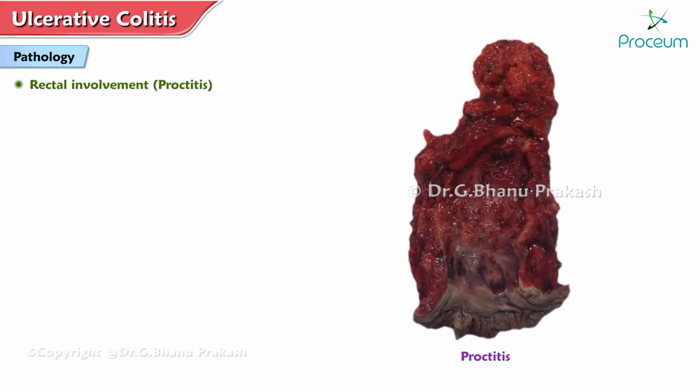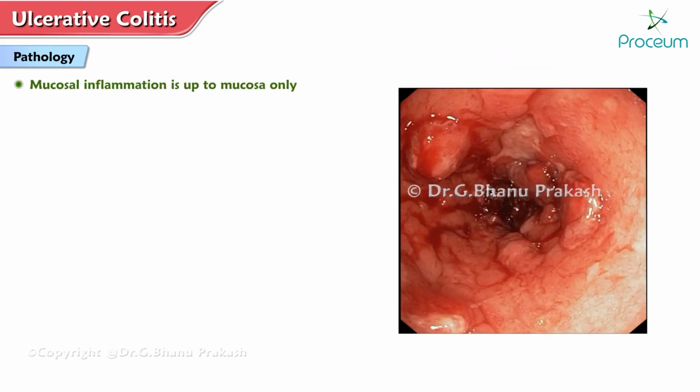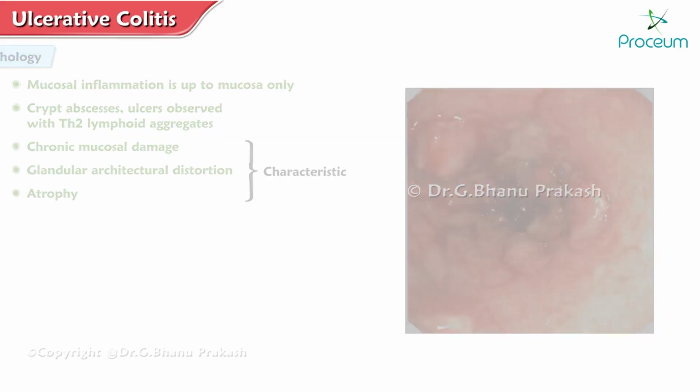Rectal involvement, proctitis, is the hallmark of the disease, and diagnosis should be seriously questioned if the rectal mucosa is not affected. Mucosal inflammation is up to mucosa only. Crypt abscesses and ulcers are observed with T helper 2 lymphoid aggregates. Chronic mucosal damage, glandular architectural distortion, and atrophy are characteristic.